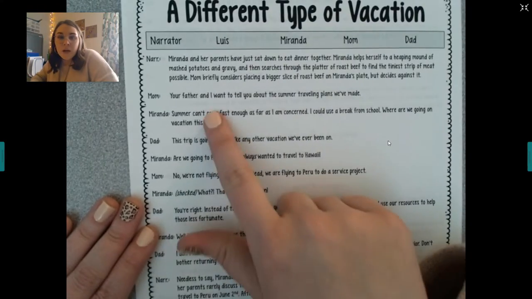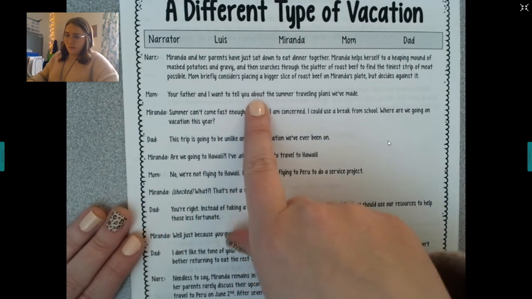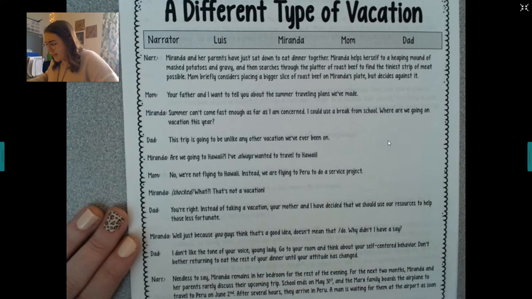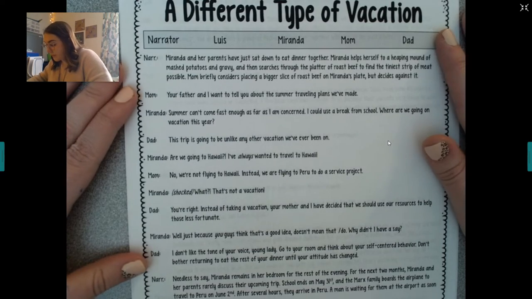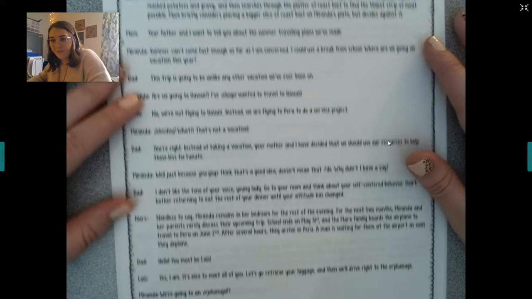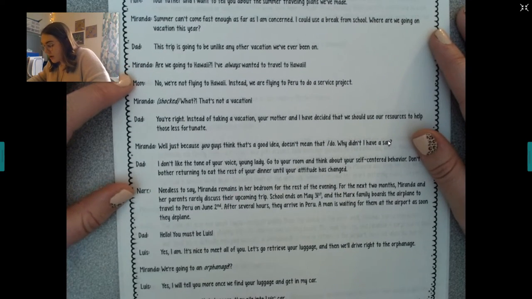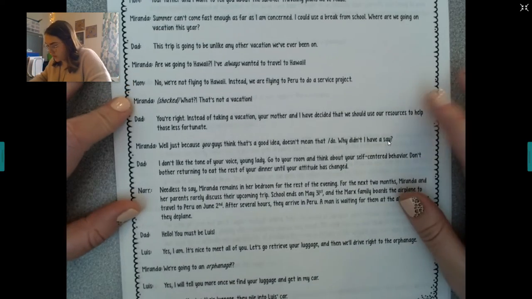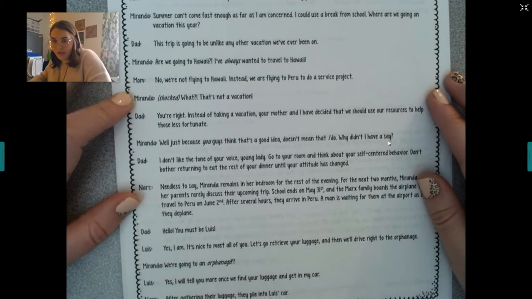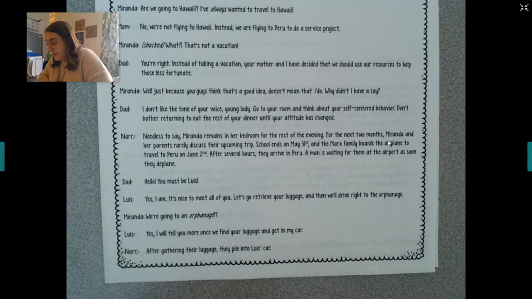Your father and I want to tell you about the summer traveling plans we've made. Summer can't come fast enough as far as I'm concerned. I could use a break from school. Where are we going on vacation this year? This trip is going to be like any other vacation we've ever been on. Are you going to Hawaii? I've always wanted to travel to Hawaii. No, we're not flying to Hawaii. Instead, we're flying to Peru to do a service project. What? That's not a vacation. You're right. Instead of taking a vacation, your mother and I have decided that we should use our resources to help those less fortunate.